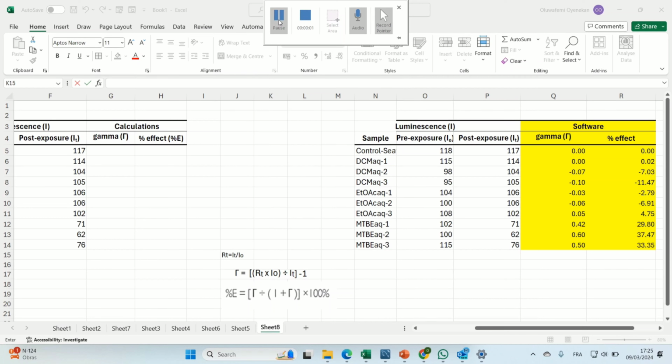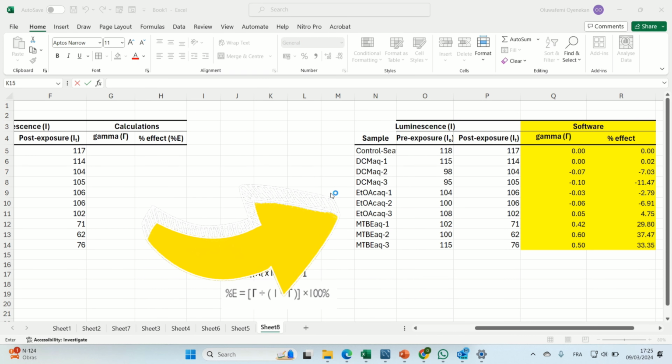Hello everyone. So today I'm going to be showing us how to make calculations by introducing formulas using Excel. Now on the right hand side, you will notice I have a table here. In this part, we have these values calculated by a software, and the software that made this calculation used this formula. So I was able to get the formula that was used in computing the values that we have for gamma and for percentage effect from the manufacturer.